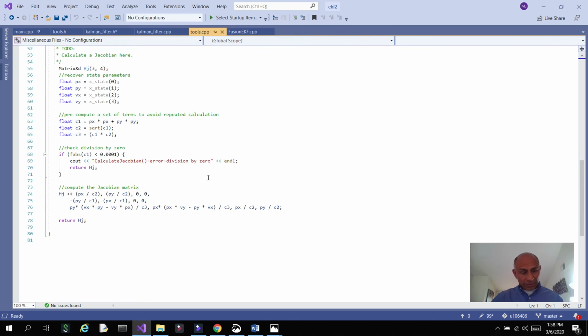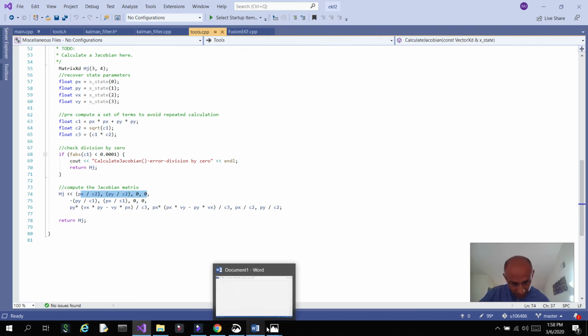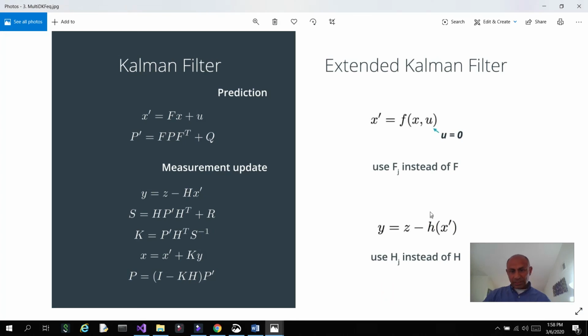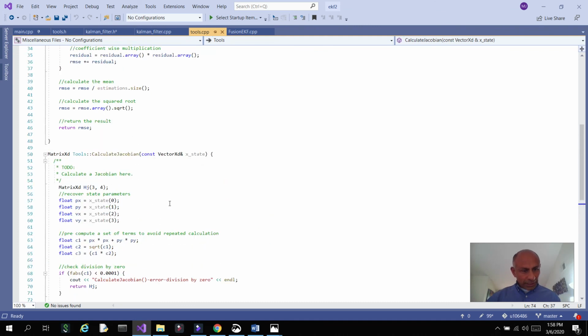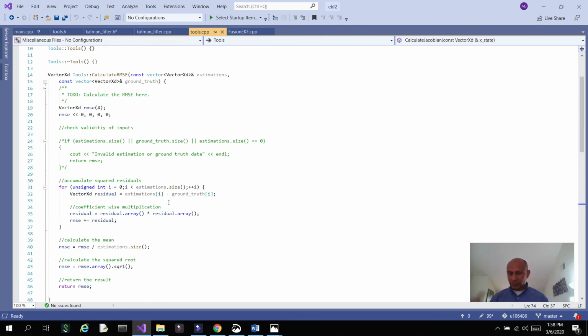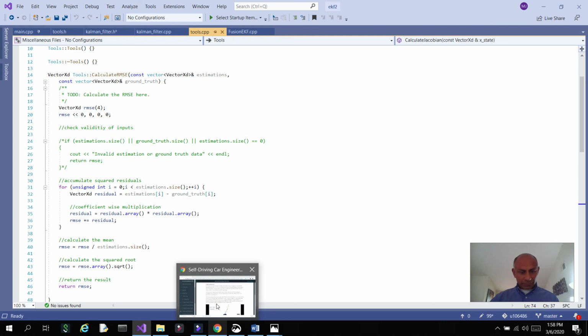In tools.cpp, you were calculating the Jacobian Hj, which we saw. That was for the extended Kalman filter, and it used first order derivatives of rho, phi, rho dot with respect to px, py, vx, vy. It also had a function to calculate the root mean square error between the ground truth and the estimates. So that's all in terms of the concepts and a very high level view of the program.